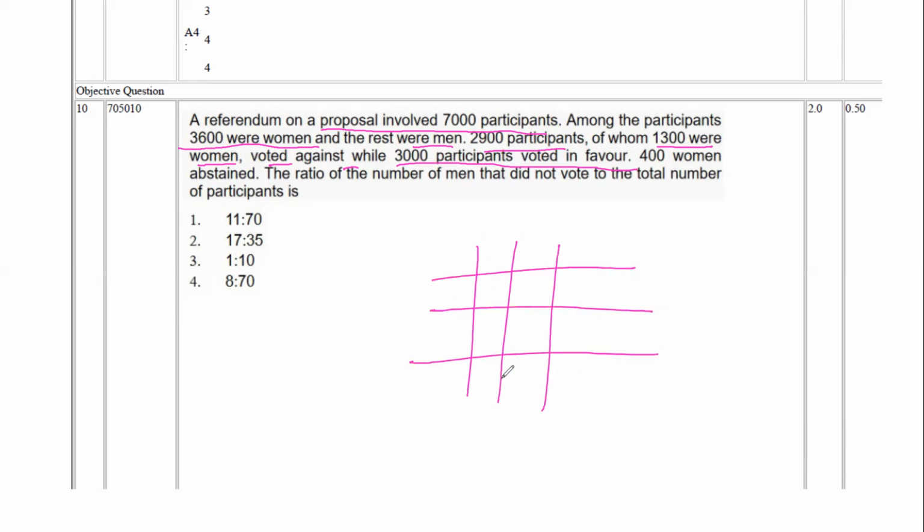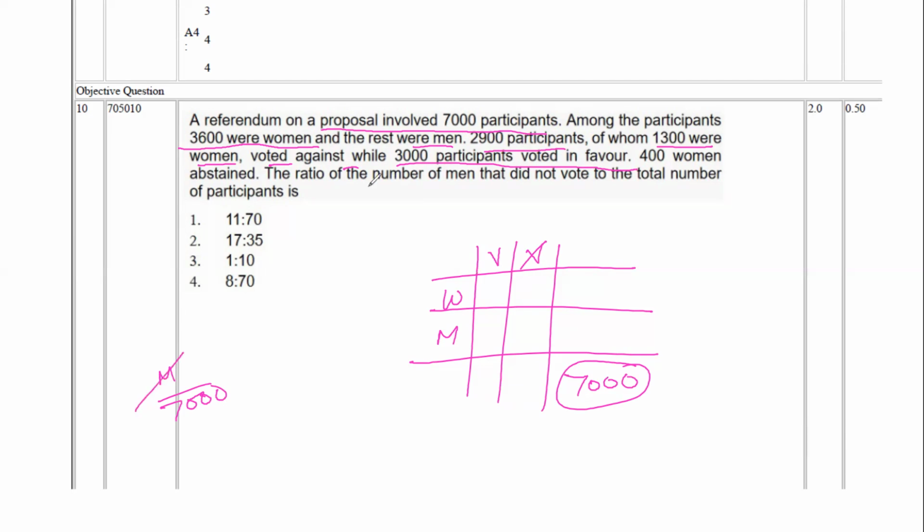Look at this. 7,000 participants, women, men, voted, not voted. So now you have to find out the ratio of the number of men that did not vote to the total number of participants. Did not vote, meaning abstained. So this is the total, and we have to find out men who abstained, men who did not vote.